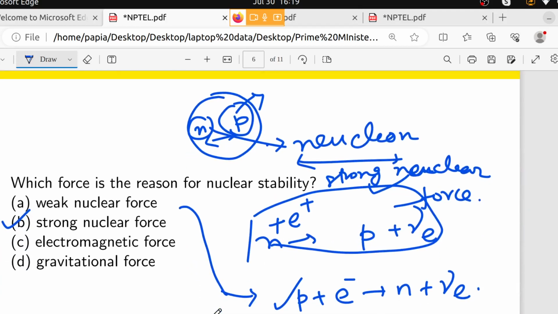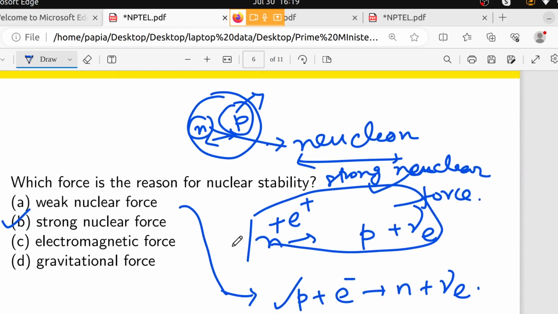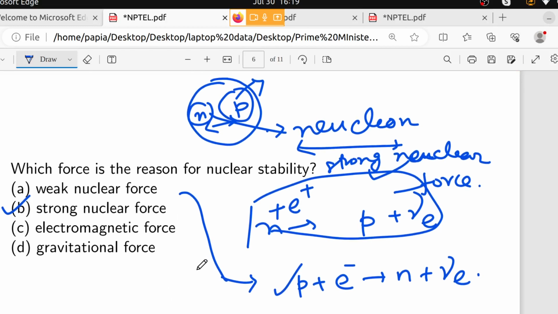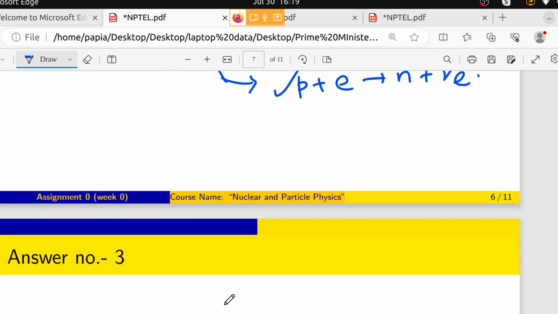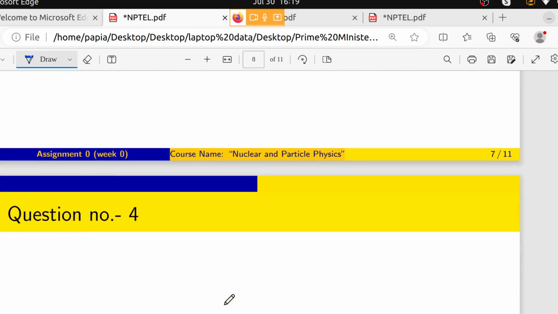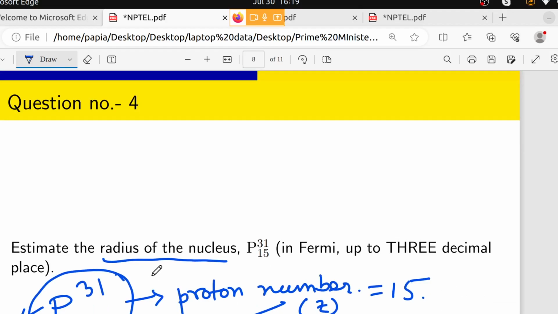Then in question number 3, which force is the reason for nuclear stability? Gravitational force, electromagnetic force, strong nuclear force, and weak nuclear force, and it should be the strong nuclear force. Then the fourth question was about the radius of the nucleus. What will be the radius of the nucleus for phosphorus, P 15 31?